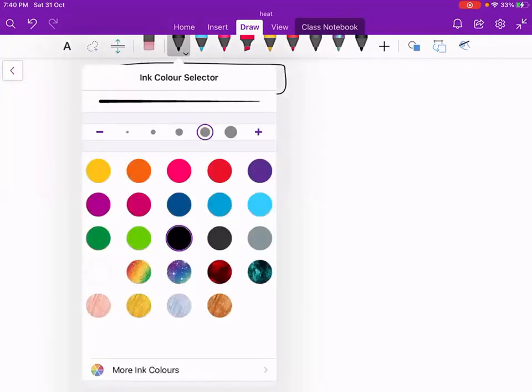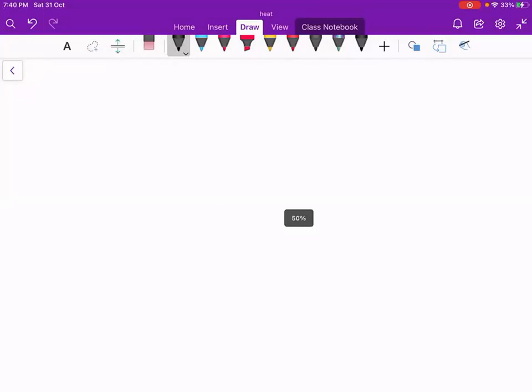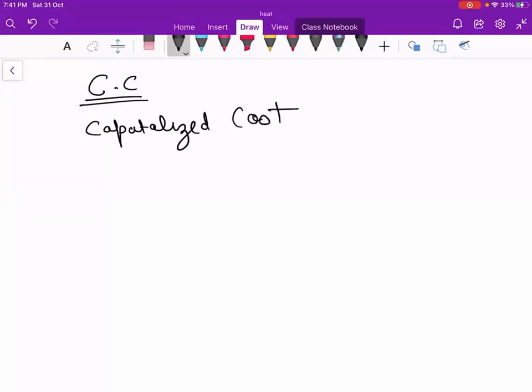Okay, we will start with the new topic. The new topic is CC. What is this? Capitalized cost. So what does this actually mean?